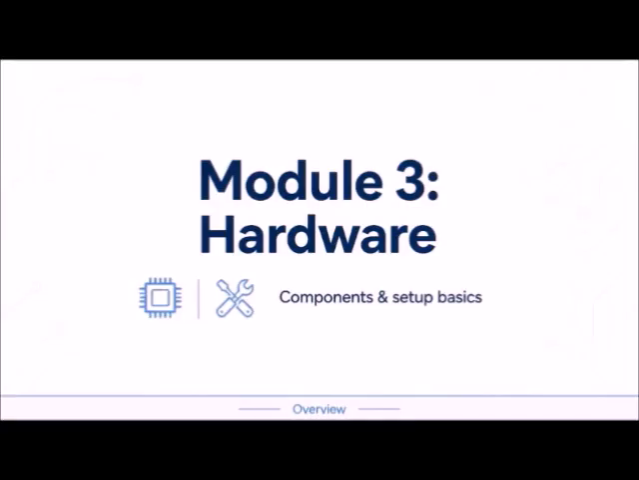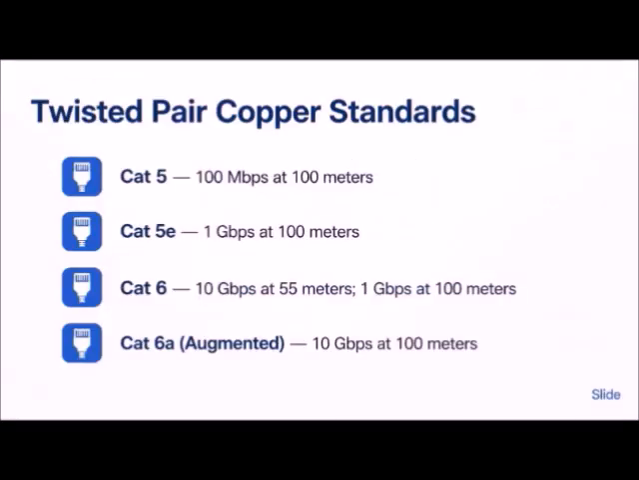Physical layer mediums dictate the performance limits of network and device links. Twisted pair copper standards. Cat5 is rated for speeds up to 100 megabits per second at maximum distances of 100 meters. Cat5e is rated for speeds up to 1 gigabit per second at maximum distances of 100 meters.